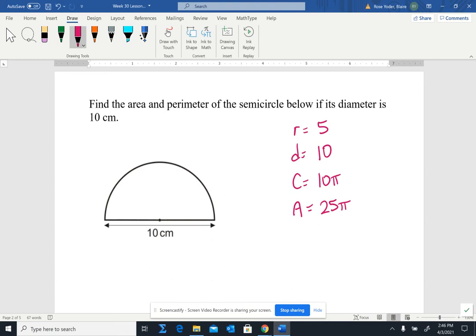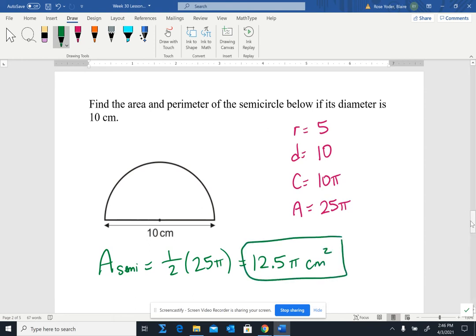So for the area of the semicircle, let me switch colors. Area of the semicircle. Semicircle, remember, is just half of a circle. So I really could just take half of 25 pi. 12.5 pi centimeters squared.